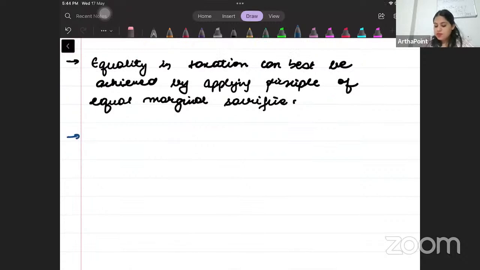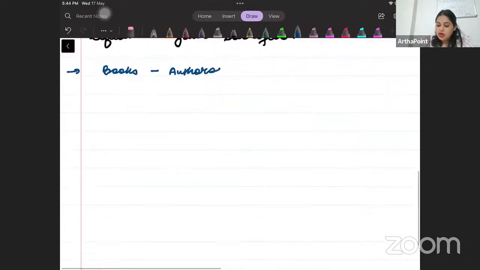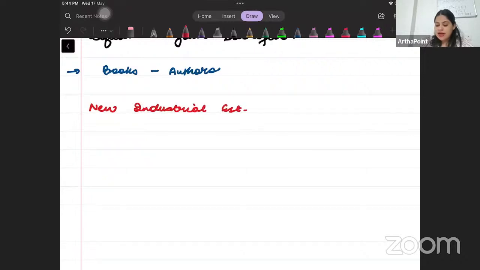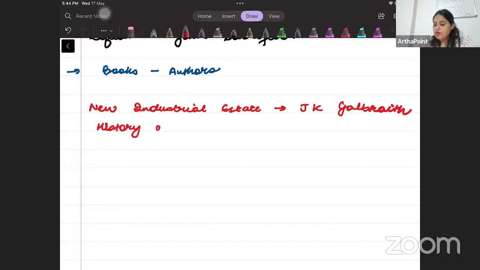I am going to give you some books and their corresponding authors. So please write down the book New Industrial State. That was given by J.K. Galbraith. The book History of Economic Analysis. It was given by J.A. Schumpeter.